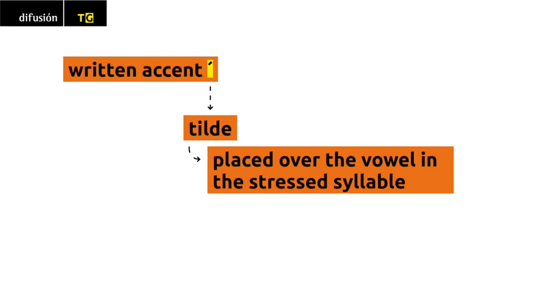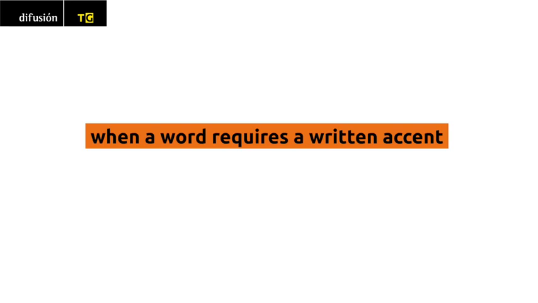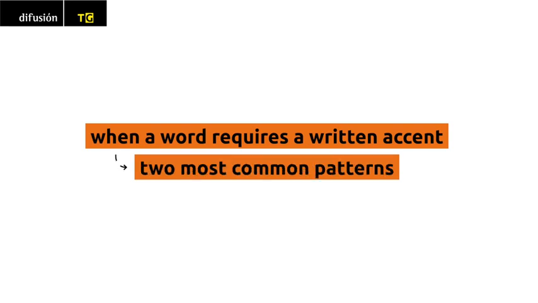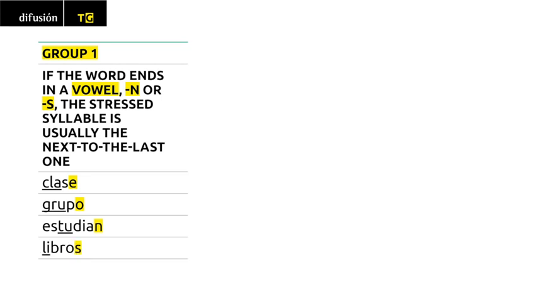In this way, speakers always know how to pronounce a word, even if they've never heard it said aloud. In order to learn when a word requires a written accent, let's look at the two most common patterns of pronunciation in Spanish. Group 1. If the word ends in a vowel, N or S, the stressed syllable is usually the next to the last one. Clase. Grupo. Estudian. Libros.